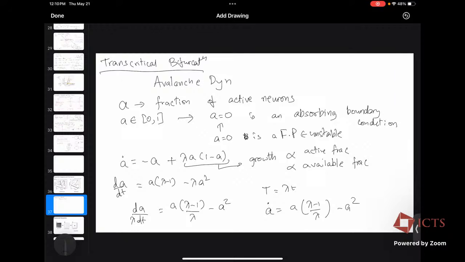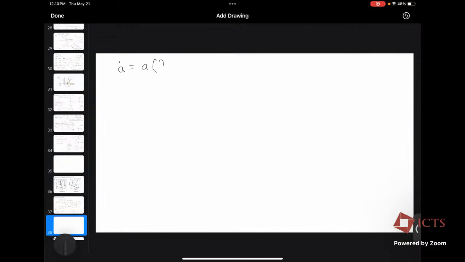Let's just add a slide over here. So let's just copy that over here. So we have A dot is equal to A times (lambda minus 1)/lambda minus A squared. Let me just call this quantity over here some mu, so now I finally arrive at a very simple looking equation: A dot is equal to mu A minus A squared, right? So let's try to sketch this out and try to understand what might be happening.